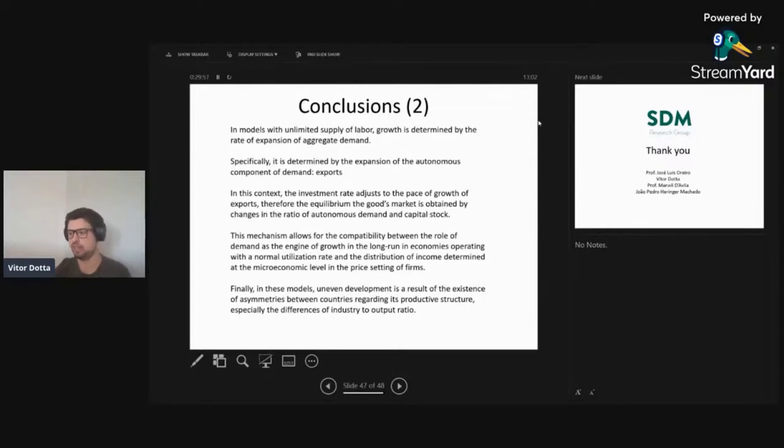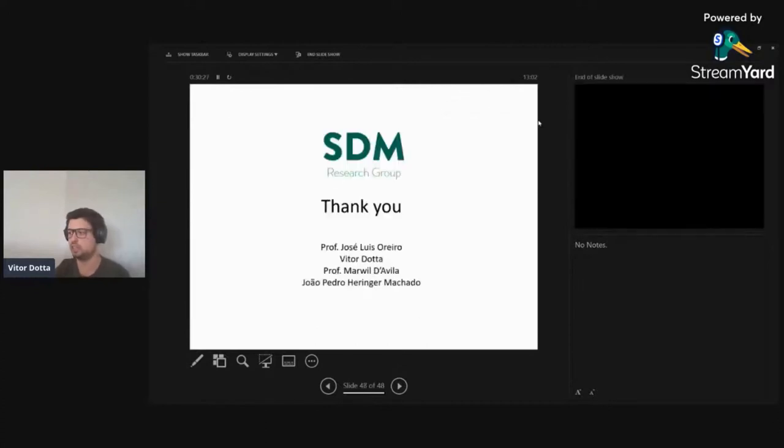This is the mechanism for the compatibility between the role of demand as the engine of growth in the long run in economies operating at a normal degree of capacity utilization, and the distribution of income determined at the microeconomic level in the price setting of firms. Finally, in these models, uneven development is a result of the existence of asymmetries between countries regarding their productive structure, especially the difference in the industry to output ratio.